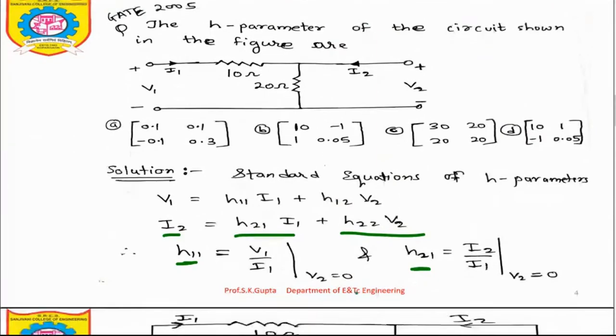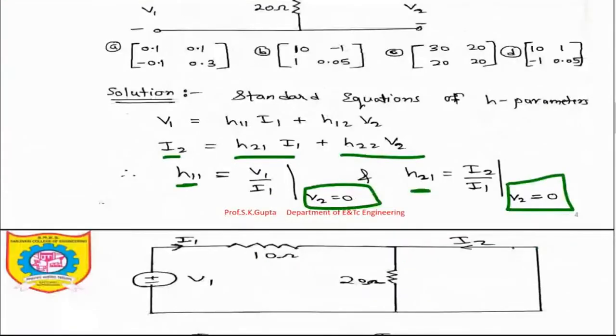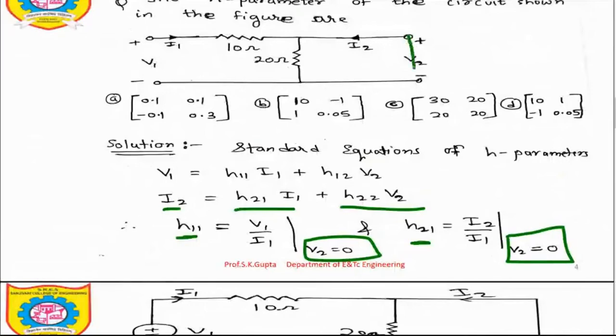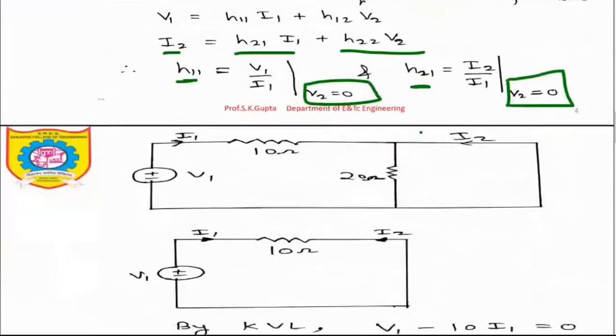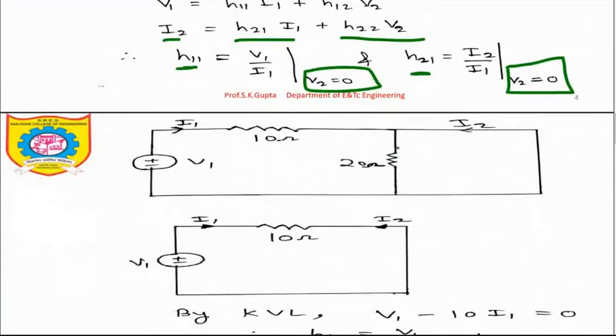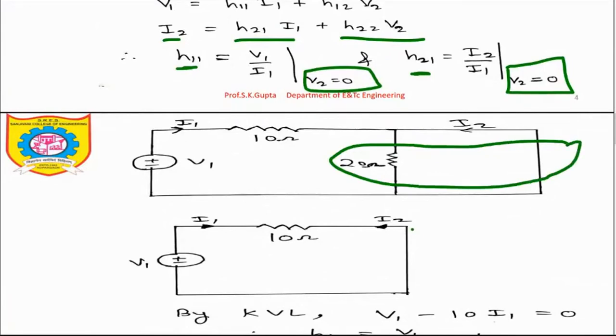Okay, so in both the cases we are making voltage V2 as 0. V2 equal to 0 means the output port is short circuited. So I have drawn the circuit. Here it is short circuited because the condition is V2 equal to 0. So 20 ohm in parallel with a short circuit is a short circuit, so I have replaced it by one short circuit.